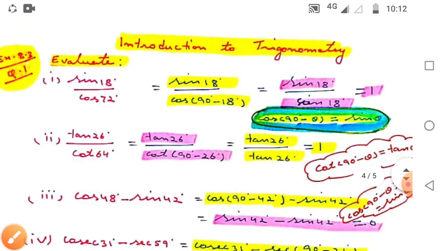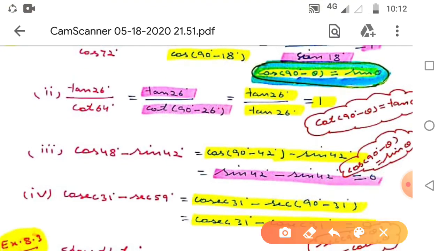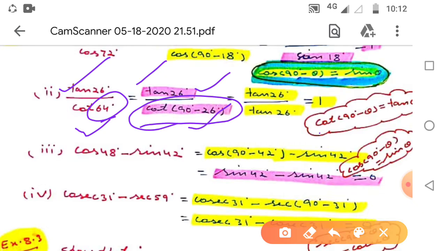Now similarly, the next question, look at here, tan 26 upon cot 64. So tan 26 is okay, fine. But instead of writing this 64, we write cot 90 minus 26. Right? So cot 90 minus theta is tan theta. So cot 90 minus 26 is tan 26. So tan 26 upon tan 26 is 1.